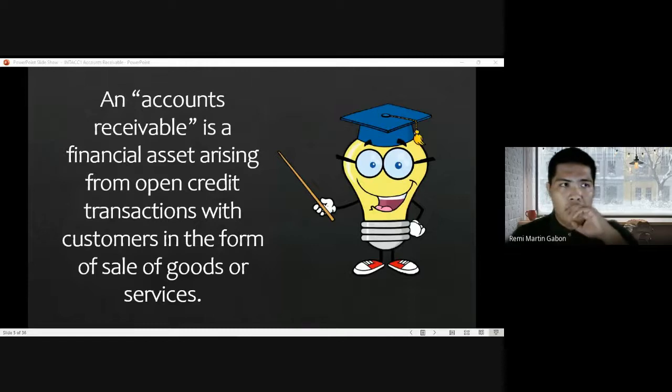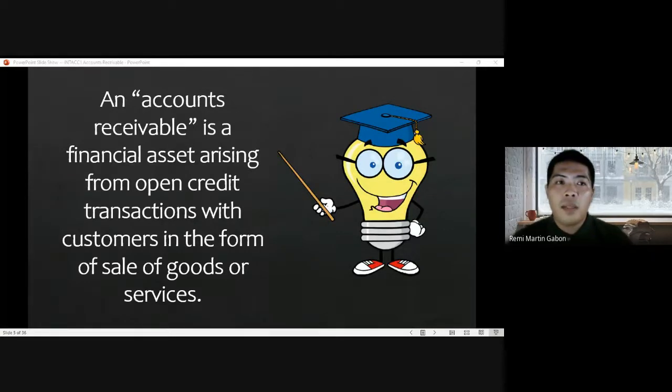If we are going to define or explain what it means by open credit transaction, in layman's terms, we can say that it is somewhat like a word of mouth. Although it applies in accounting, but not that much. Because when we say open credit, there is no strong evidence or security that will prove that we have a receivable from that customer. That is what open credit means. It's like an agreement without any writings. That is accounts receivable. So, an open credit transaction with customers in the form of sale of goods or services.